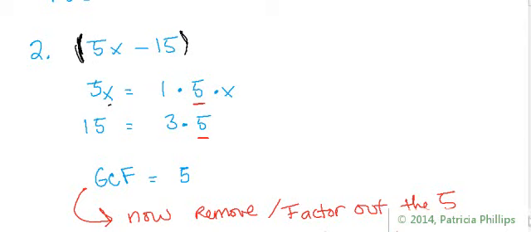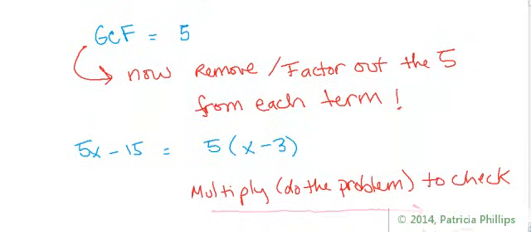Okay, so now that we have the greatest common factor as 5, you remove it. So 5x minus 15 now equals 5, because we took it out, times x minus 3. Basically, if you distribute the 5 into the x and into the negative 3, this is what you get. 5 times x is 5x, and you also get negative 15. And that's the way you check: the answer is basically a multiplication problem, and you can do the actual multiplication to see if you factored it out.